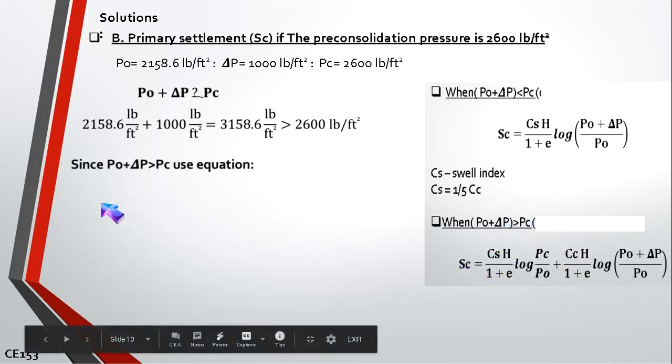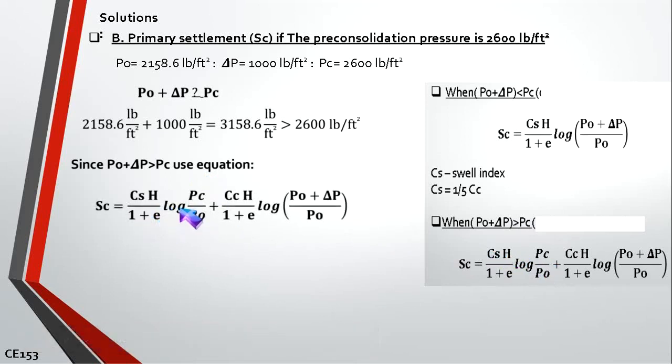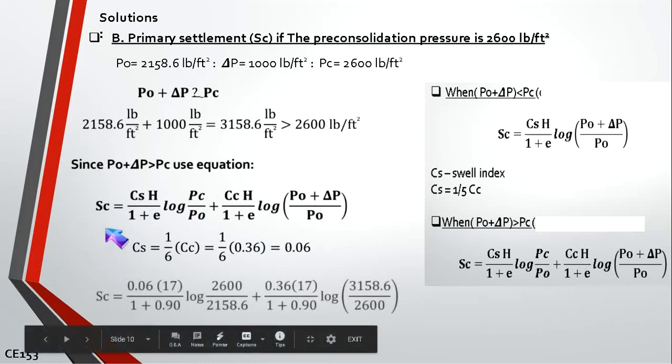So, we need to use SC equals CS H over 1 plus E log of PC over PO, plus CC H over 1 plus E log of PO plus delta P over PC. Wala pa tayong swell index. So, we need to solve first the swell index, which is 1/6. According to our problem, 1/6 of CC. So, CS, 1/6 of CC, that will be 0.06. And then, meron na tayong CS. So, we have to input values here in our equation.